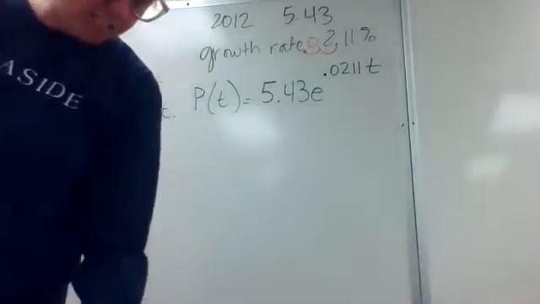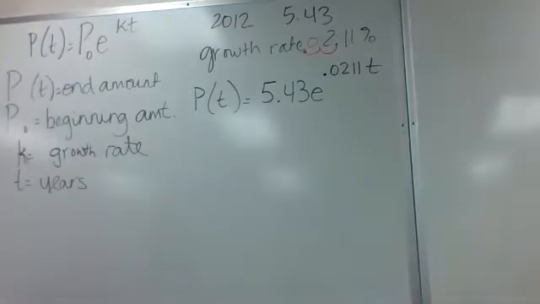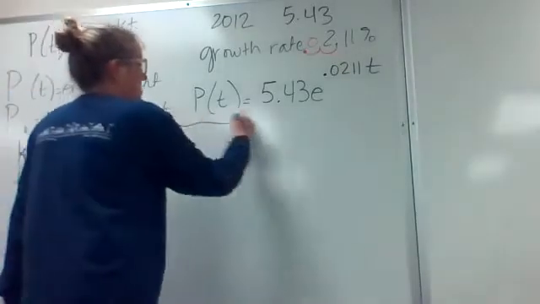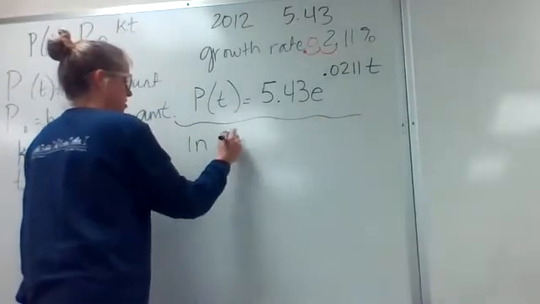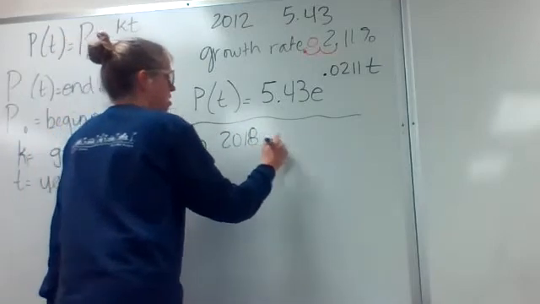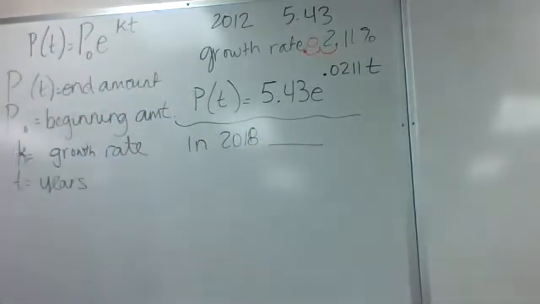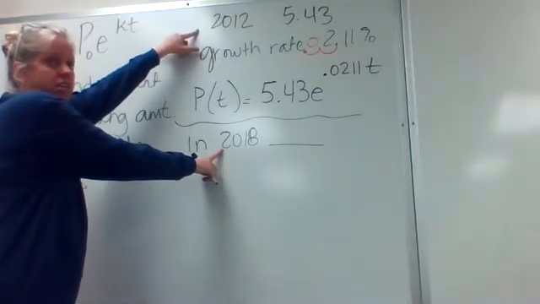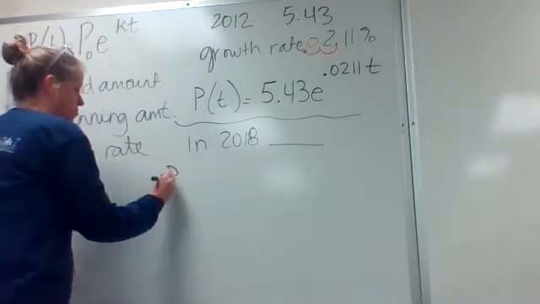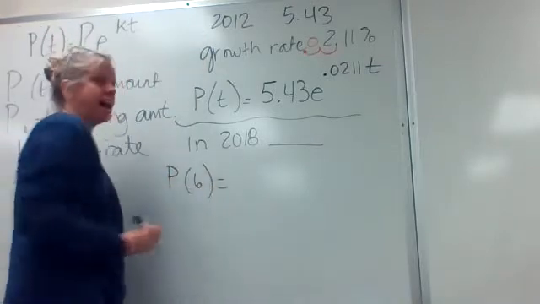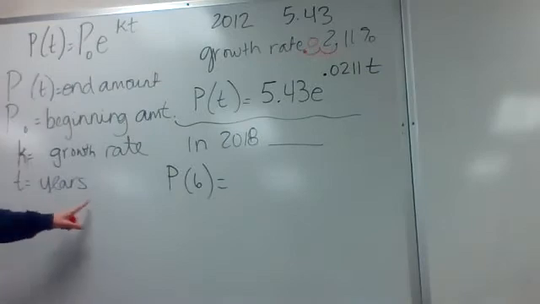Now, the next part is asking for the population of the city in 2018. What is the population? So what is the T that I'm going to use? How long has it been? 6 years. So I'm finding P of 6. I'm replacing the T, which is the number of years, with 6.